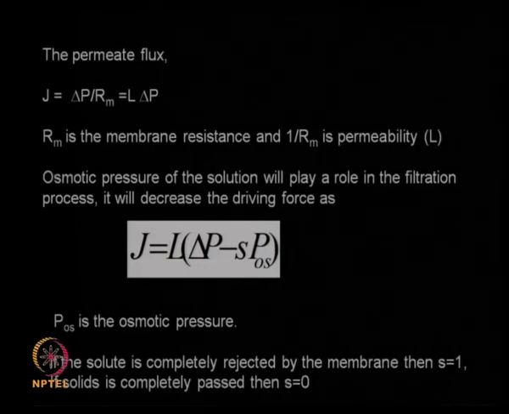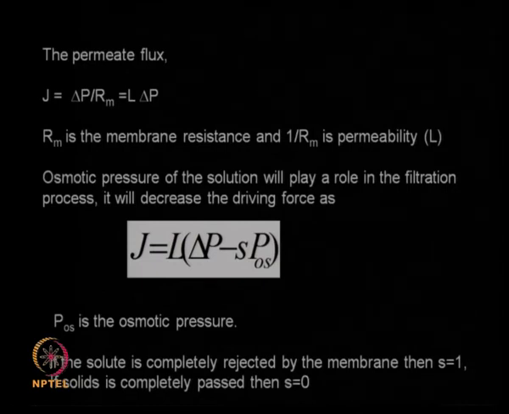Okay. So, if S is equal to 1, that means completely rejected. If S is equal to 0, that means the solid is completely passed. So, if S is equal to 0, what happens? You have only L into delta P. So, the osmotic pressure is not felt, whereas if S is equal to 1, you have delta P minus POS, the osmotic pressure. So, maximum osmotic pressure is felt and the rate of filtration goes down. We will look at some problems on this later. The permeability varies depending upon the type of membrane material we use.